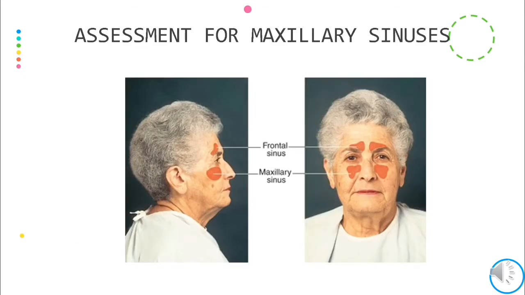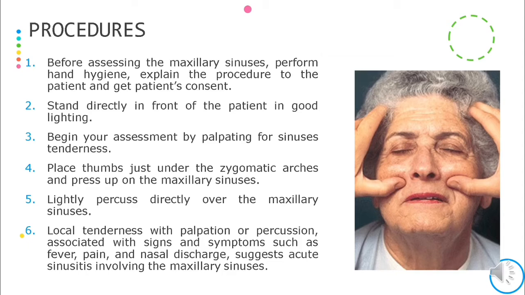Next is assessment for maxillary sinuses. We are going to show two types of assessment. First is by palpation, and the second one is by transillumination, which is the special investigation. In the palpation procedure, before we assess the maxillary sinuses, we must perform good hand hygiene, explain the procedure to the patient and get the patient's consent. Next, stand directly in front of the patient with good lighting and begin the assessment by palpating for sinus tenderness.